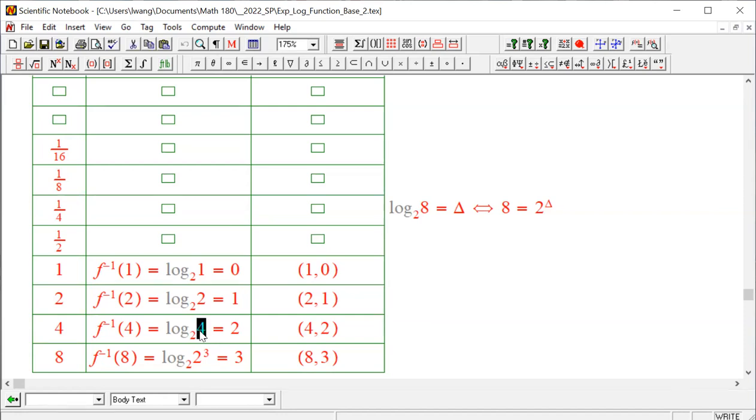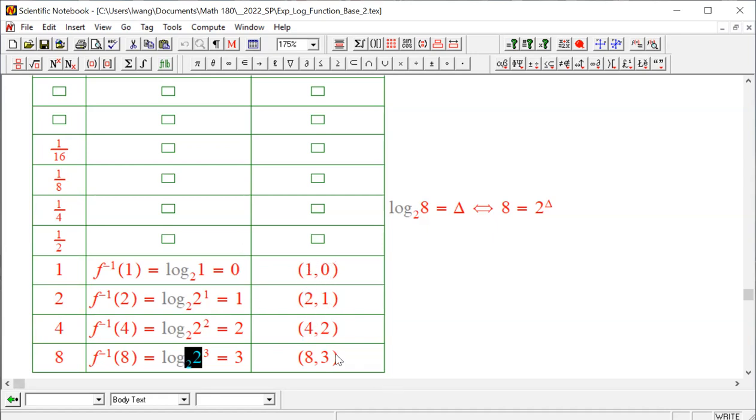4 is 2 squared. So log base 2 of that, the exponential base is base 2 as well, 2 squared. So you just bring this 2 over here. 2 is 2 to the power of 1, so that equals 1. So whenever these two bases match, one the log base, one the exponential base, you can see how easy it is to figure out the answer.